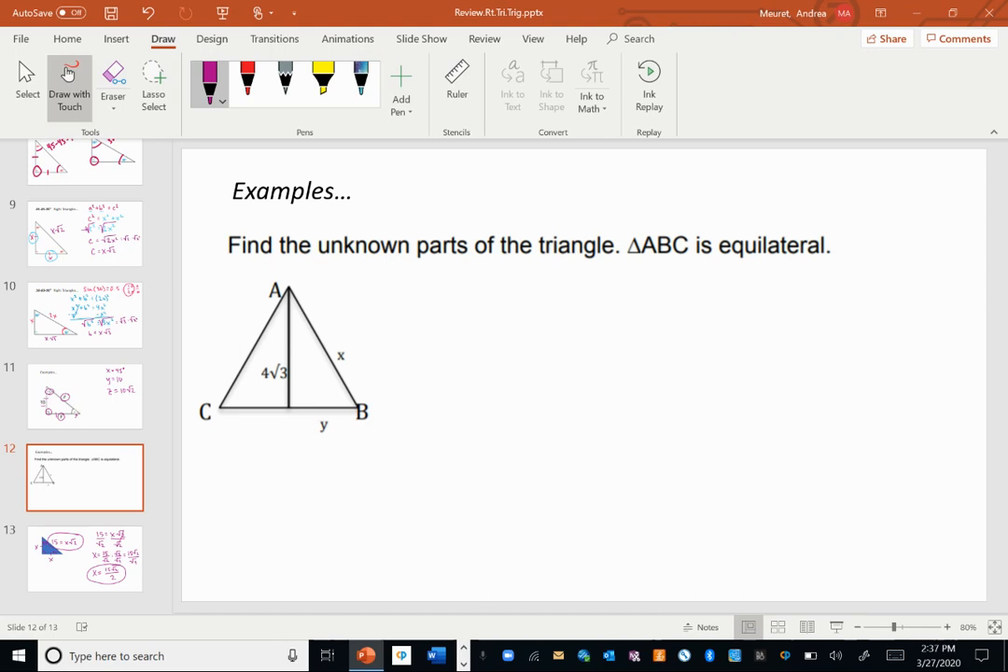So find the unknown parts of the triangle. Triangle ABC is equilateral. So I'm going to draw a little diagram here, assuming this is a 30, 60, 90 degree right triangle. The short leg is x, the long leg is x root 3, and the hypotenuse is 2x. Okay, so we can take this apart. The unknown sides that we're looking for are x and y.